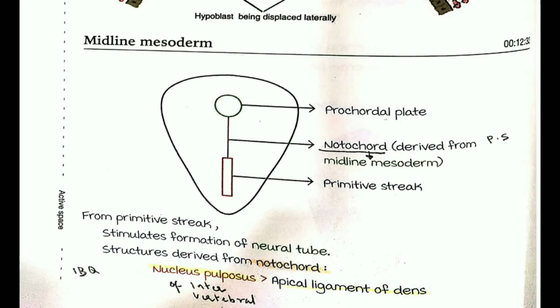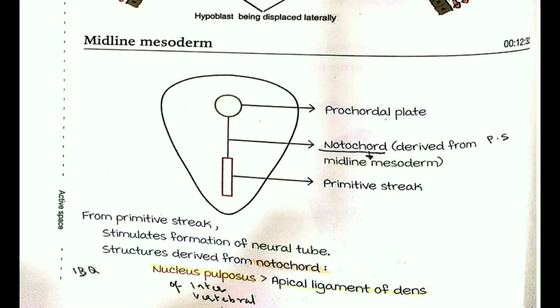So in the middle, this thing is the notochord, which is also called midline mesoderm, and this notochord is derived from the primitive streak or the proliferation from the epiblast. And what is the function of notochord? This notochord structure will stimulate the formation of the neural tube, and in the adult it will not remain; it will disappear, and it will form some remnants.